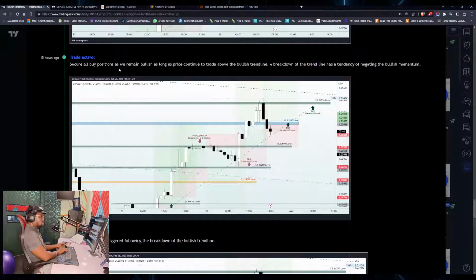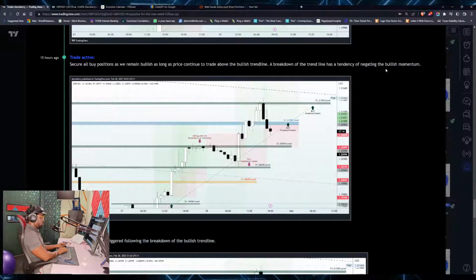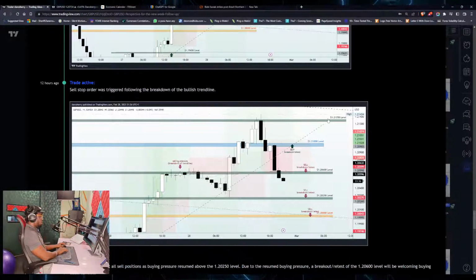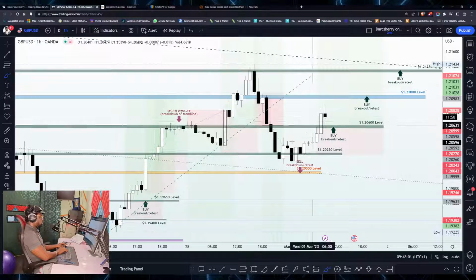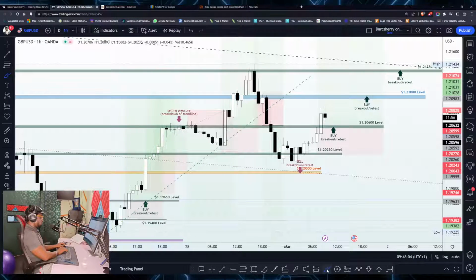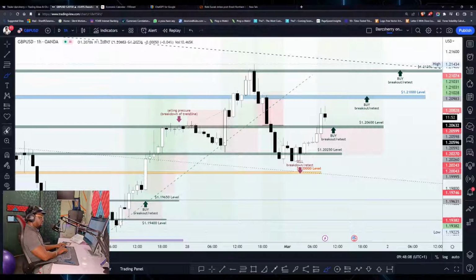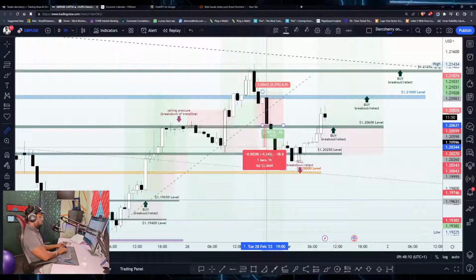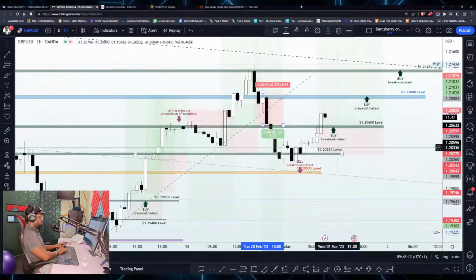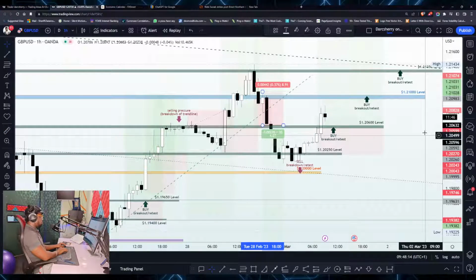This secures our buy position as we remain bullish as long as price continues to trade above the bullish trend line. A breakdown of the trend line has a tendency of negating that bullish momentum here, and that was exactly what happened, and we saw price action break down that structure, though we had some selling opportunities here, and price action moved about, let's see, how many pips was that? It moved about 50 pips in our direction before this bullish momentum happened.